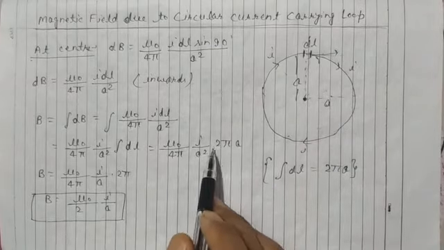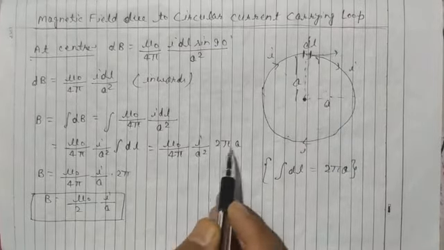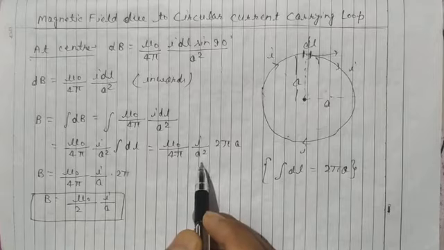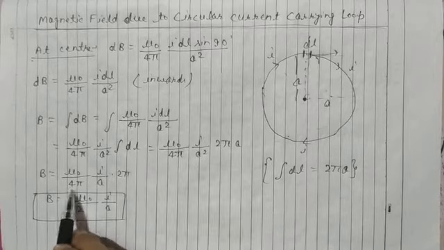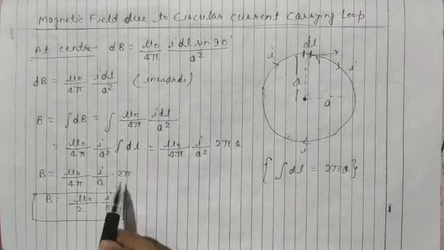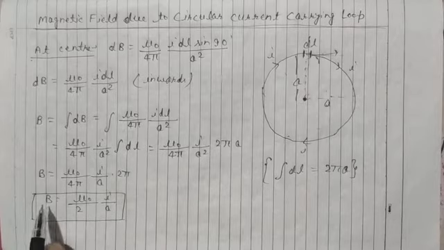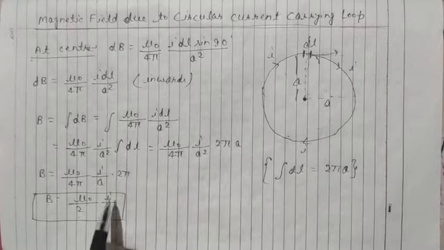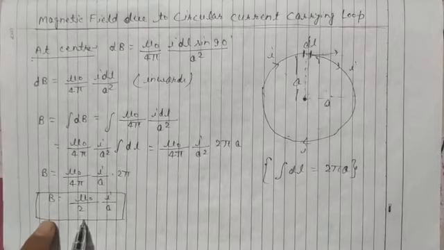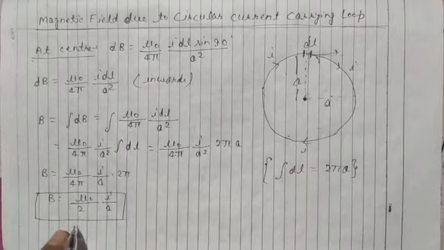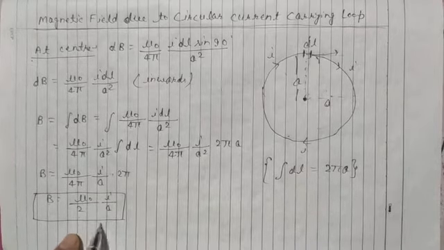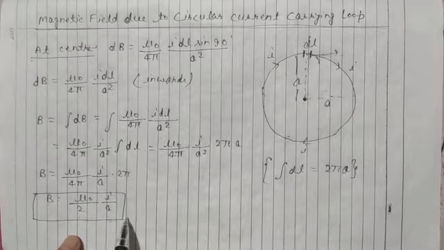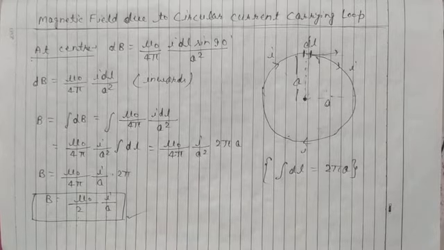So we put here 2 pi a, and a cancels, and mu naught upon 4 pi, I upon a, 2 pi, and then 2 into 2 cancels, so B is equal to mu naught upon 2, I upon a. So this is the magnetic field due to a circular current carrying loop. Remember this.